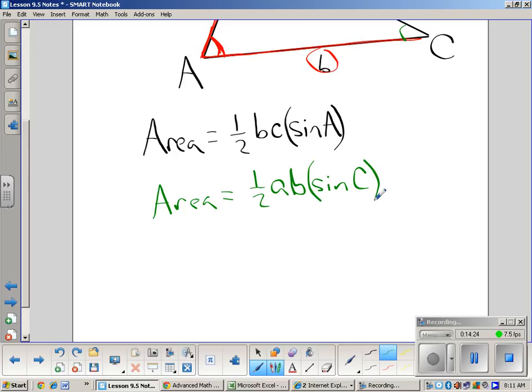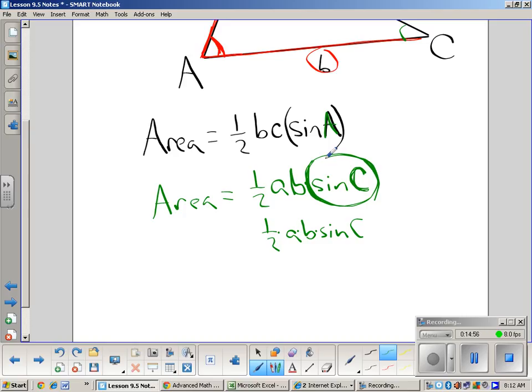If I didn't put parentheses there, is that still multiplication? If I wrote this 1/2 AB sine C, isn't that multiplication? It is. It's times, times, times. It's all times. The only reason I put the parentheses in there is to emphasize that whatever C is or A, doesn't matter, the sine of that is a number.